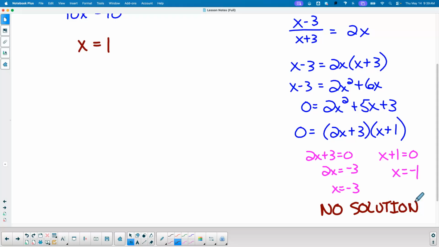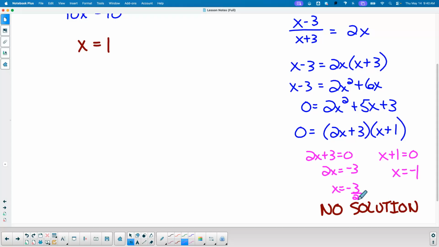Why? Why do I get no solution for the bottom one? Oh, it should be negative 3 halves. I'm sorry. My fault. Argument can't be negative in a log, right?